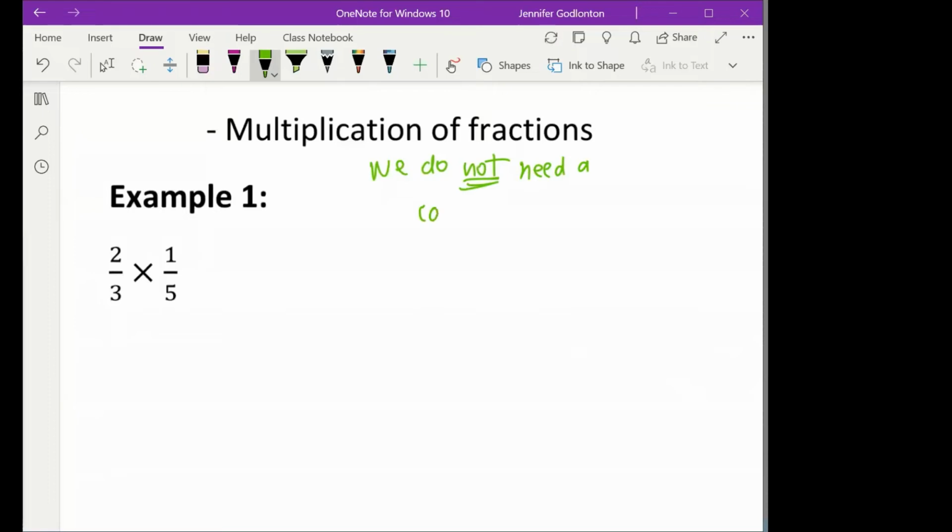One of the things that my kids do the most is they make common denominators. Yes, Joe, and I know we just haven't done fractions in a long time, so don't panic. It's difficult for us to get into algebra when we haven't done fractions. So we do not need a common denominator in multiplication of fractions. What do I do in this situation where I've got 2 over 3 times 1 over 5? What am I going to do?